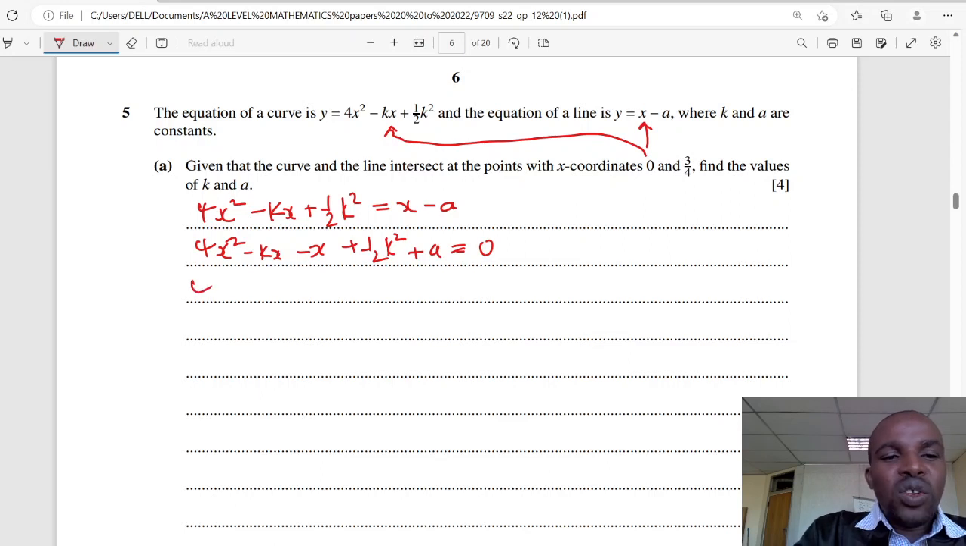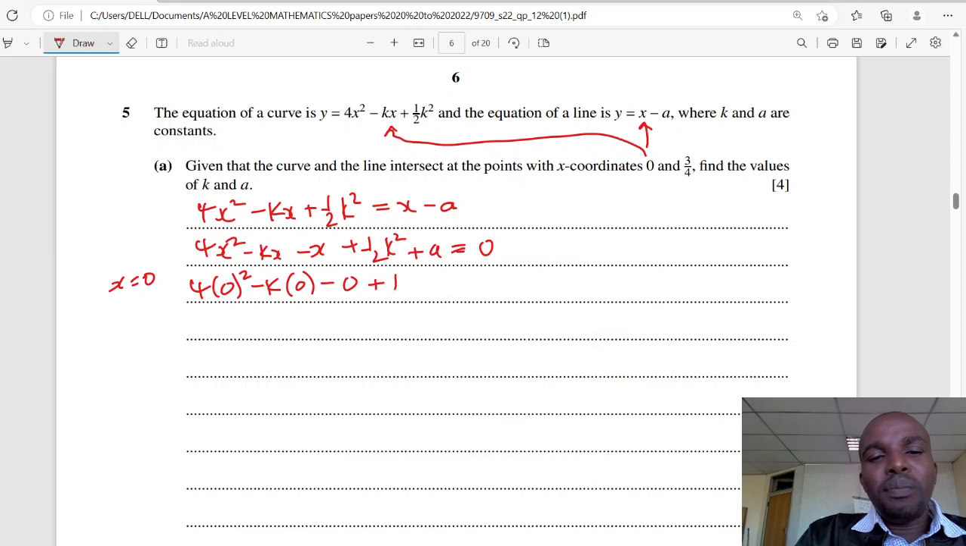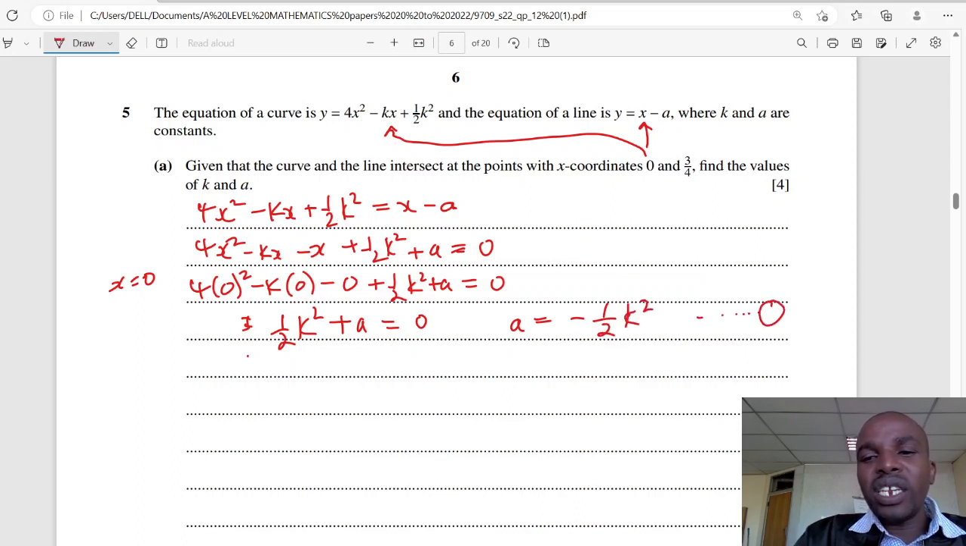So you can say x0, x is equal to 0. So it will be 4 times 0 squared minus k times 0 minus 0, then plus half k squared plus a is equal to 0. Then from this you can get half k squared plus a is equal to 0. So from this one you can say a is equal to minus half k squared. So this one is equation number 1, right?